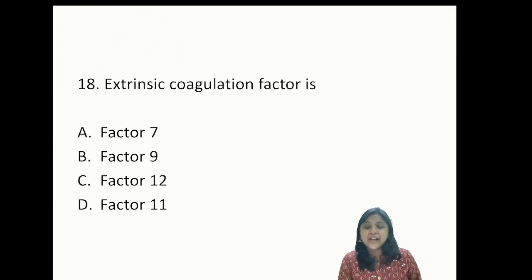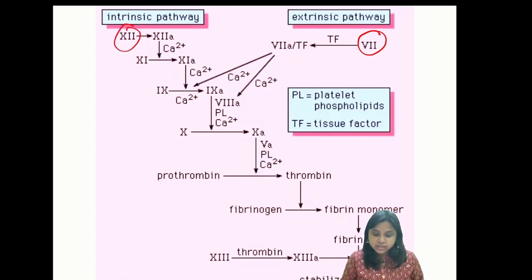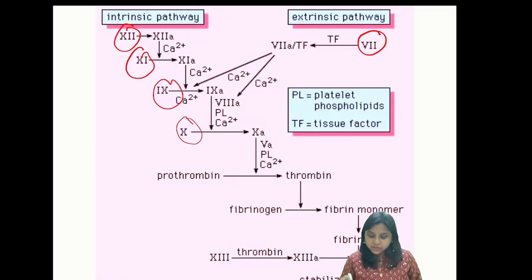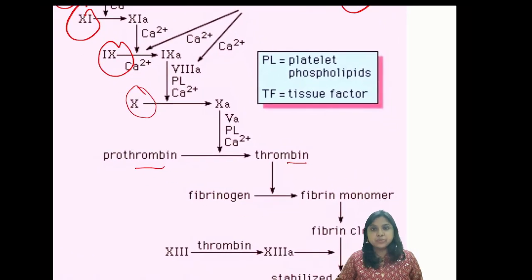Extrinsic coagulation factor is, just let us briefly look at the coagulation pathway. This is the intrinsic pathway, this is the extrinsic pathway. Extrinsic pathway starts with factor 7. And you can see the intrinsic pathway starts with factor 12. Next we have 11, next 9, next 10. From 10 we have the common pathway. Prothrombin gets converted to thrombin. Fibrinogen gets converted to fibrin monomer. Fibrin clot happens, and finally we have the stable fibrin clot.